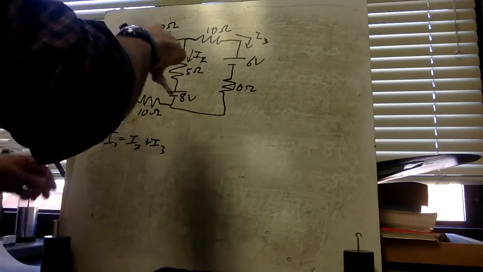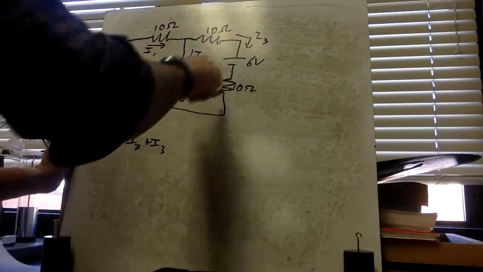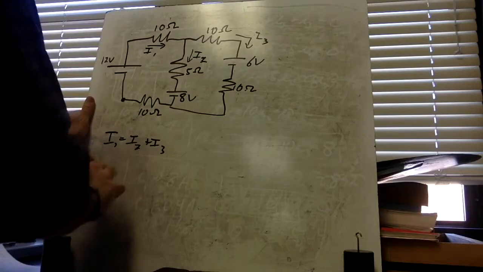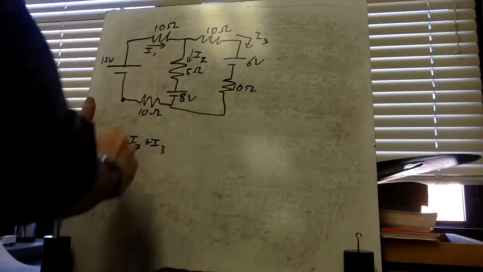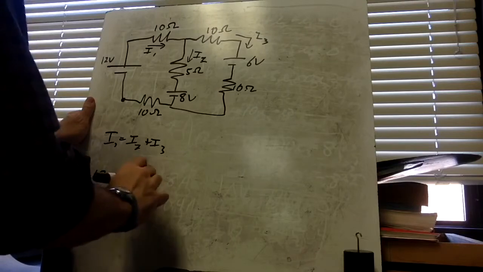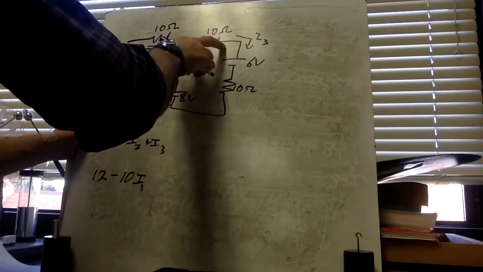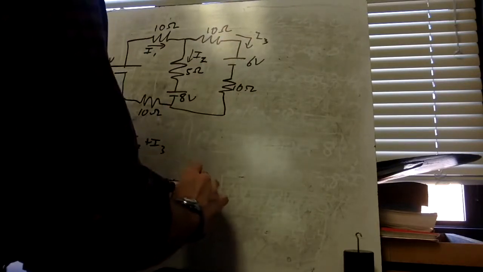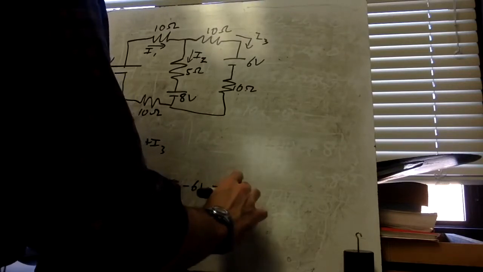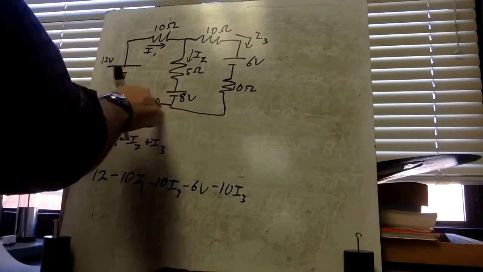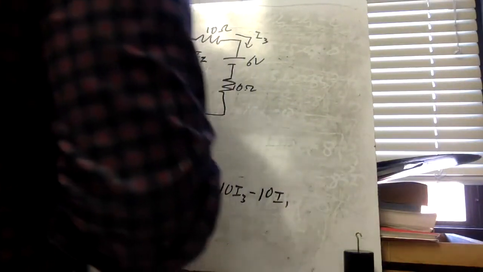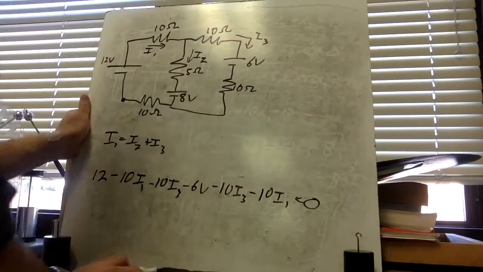Let's take this loop, this big outside loop, and take a look at how that would work. If I start here, I'm adding 12 volts right away, so 12 volts, and then I'm subtracting 10I1, and then I'm still in the direction of the current here, so this is minus 10I3, minus 6 volts, minus 10I3 again, and this way, and then I'm going this way, minus 10I1, all of that equals 0.